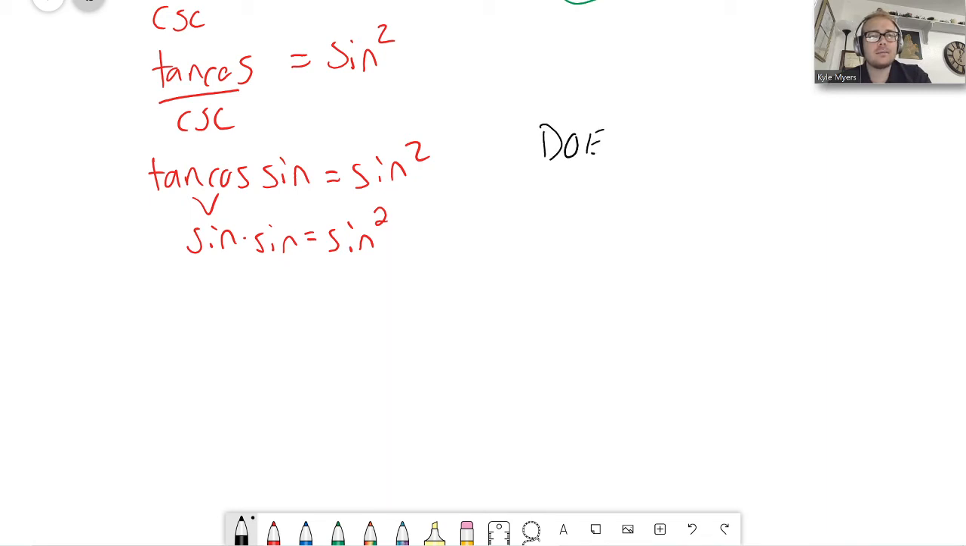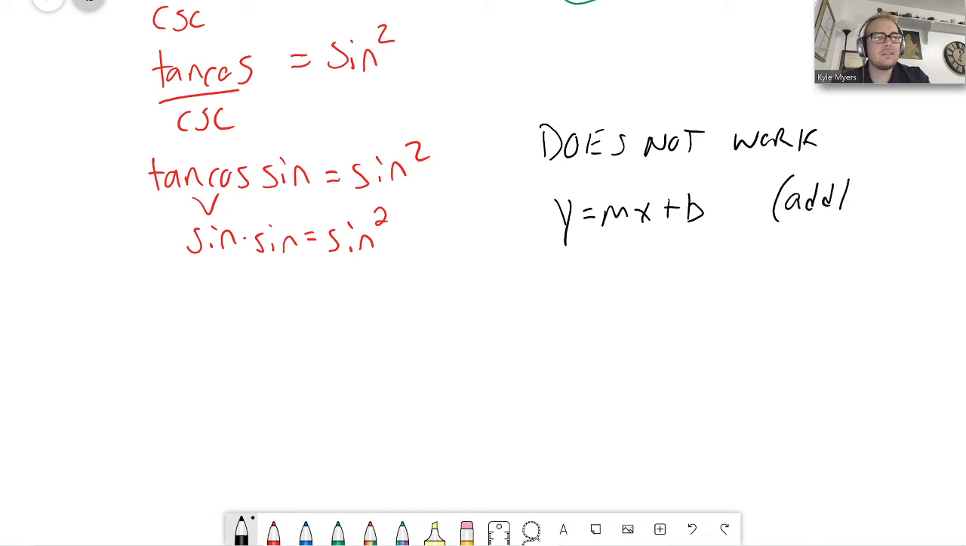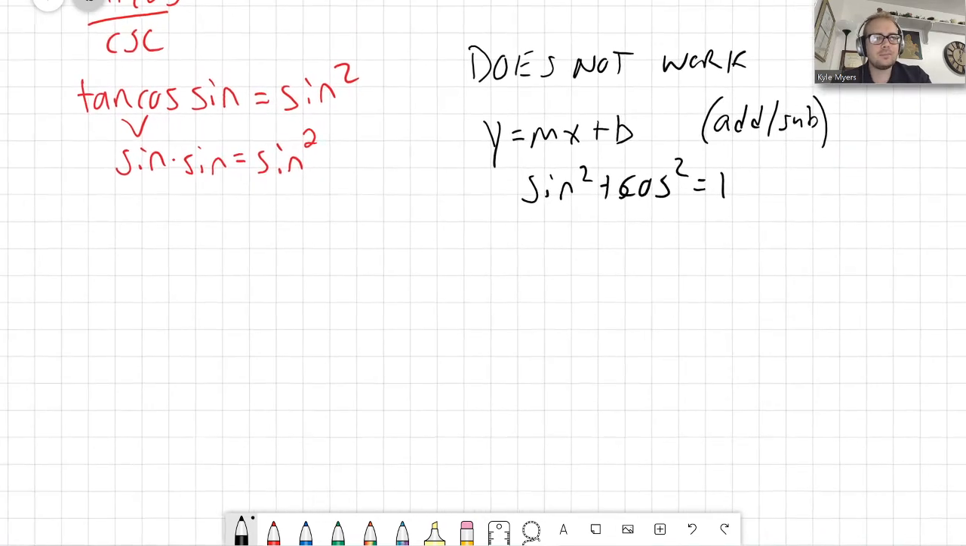It does not work when you have, let's say, y equals mx plus b. Because I'm adding. If I'm adding or subtracting, then it's not going to work. It has to be multiplied or divided. So it wouldn't work on y equals mx plus b. It wouldn't work on the Pythagorean trig formula, sine squared plus cosine squared equals 1. It wouldn't work on that either, right? Because I'm adding and subtracting stuff.